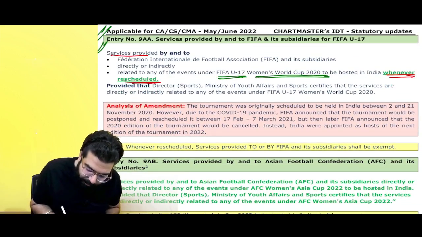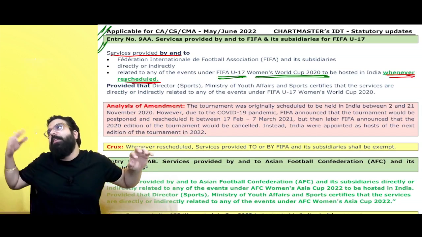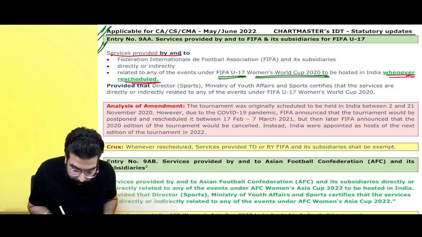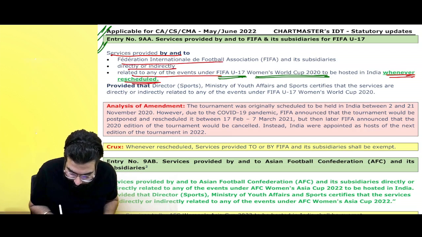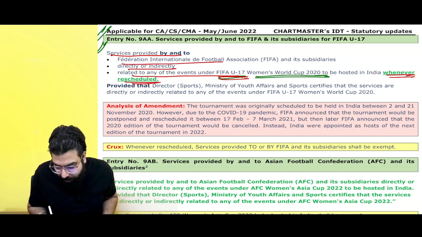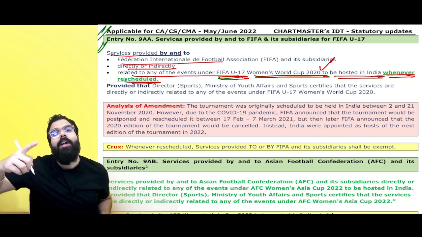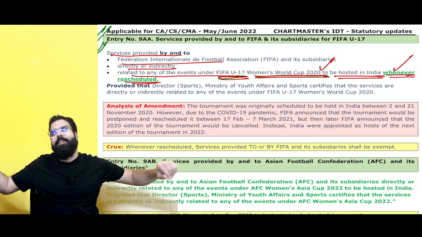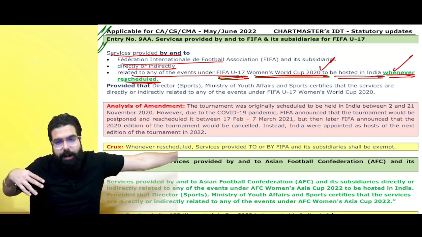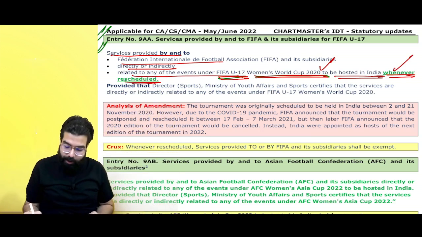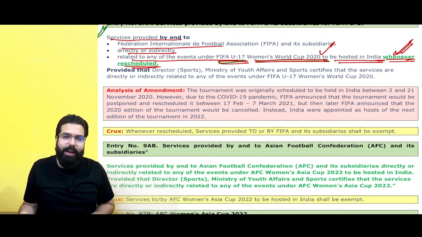They are saying services provided to FIFA or services provided by FIFA, directly or indirectly, in relation to an event for the FIFA Under-17 Women's World Cup to be hosted in India, which was to be hosted in 2022, whenever rescheduled, shall be exempt. That's all. Now they have added the words whenever rescheduled.